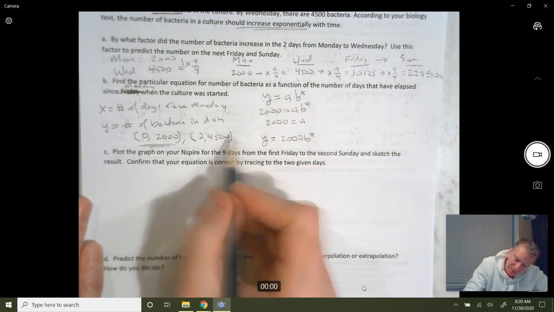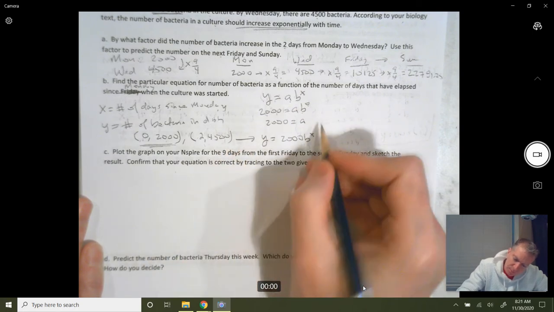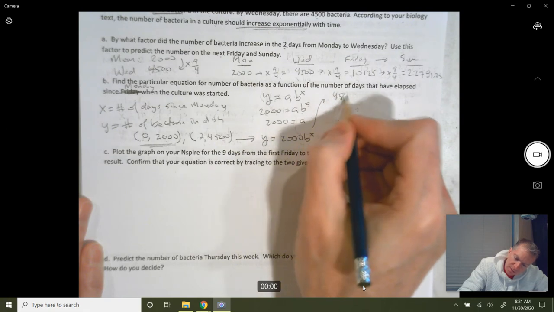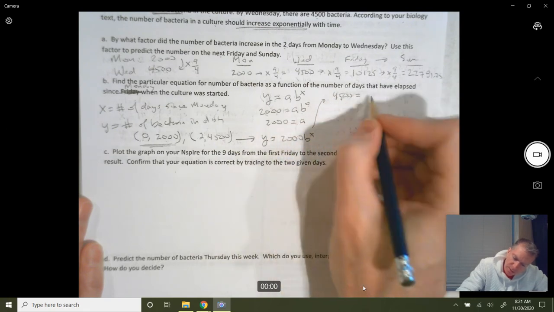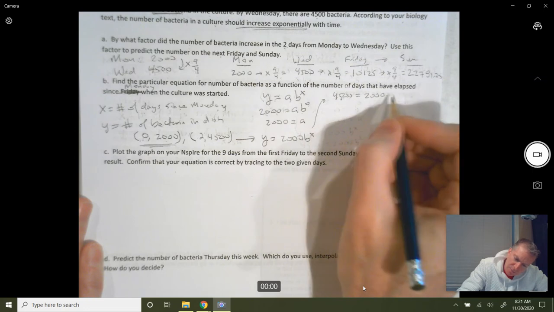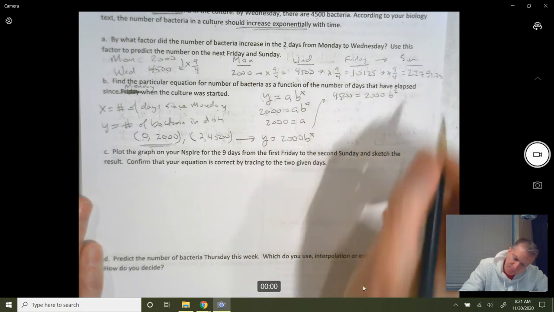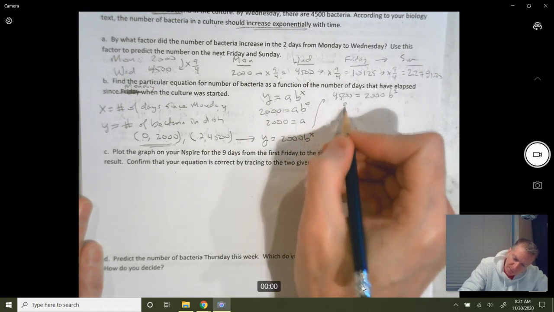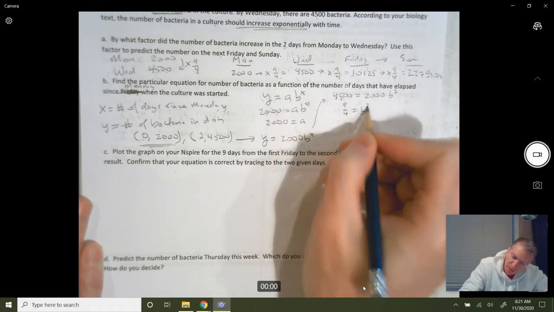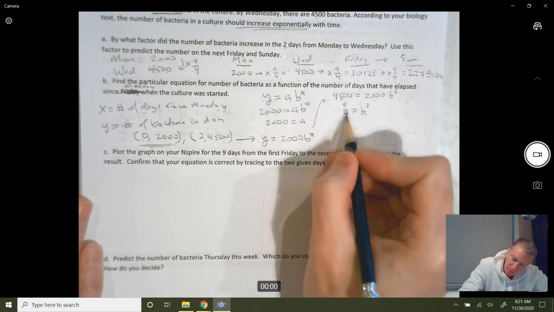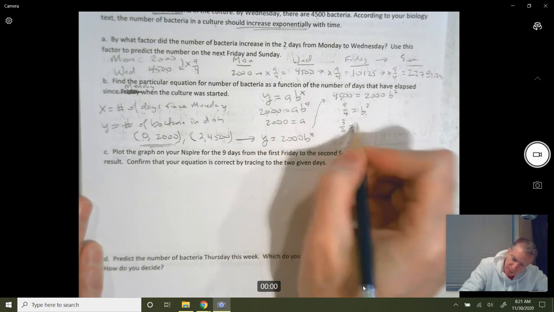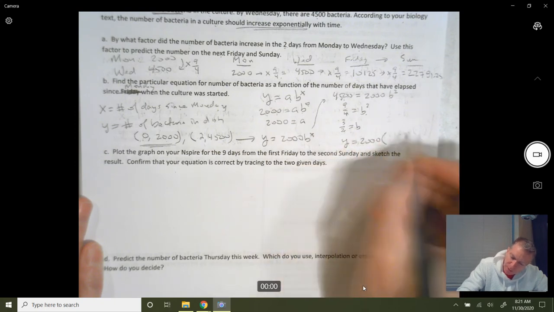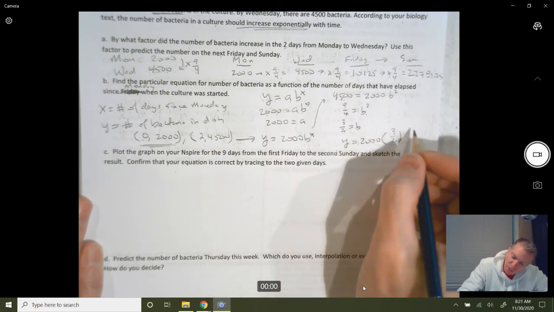Now let's plug in the second ordered pair. So 4,500 equals 2,000 times b to the second. Divide by 2,000, we get 9/4 equals b squared. Square root. Well, that works out nicely. 3/2 equals b. So our equation is y equals 2,000 times 3/2 to the x.